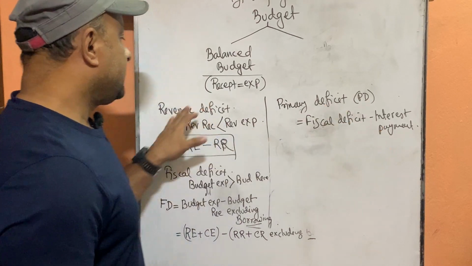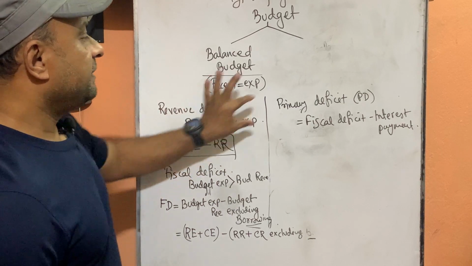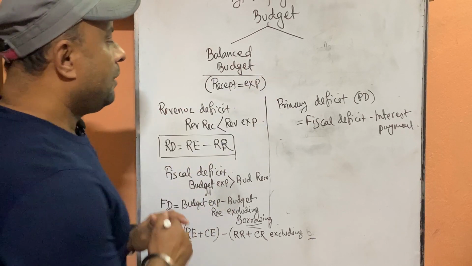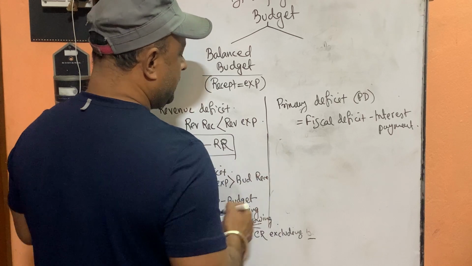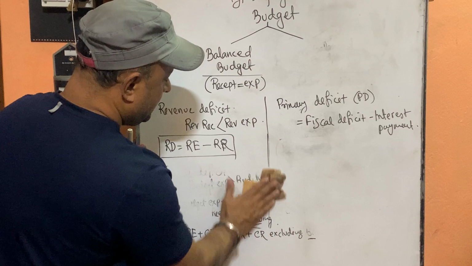Okay, so these are the three types of deficit of the budget: revenue deficit, fiscal deficit, and primary deficit. Now, how can government overcome the budget deficit?